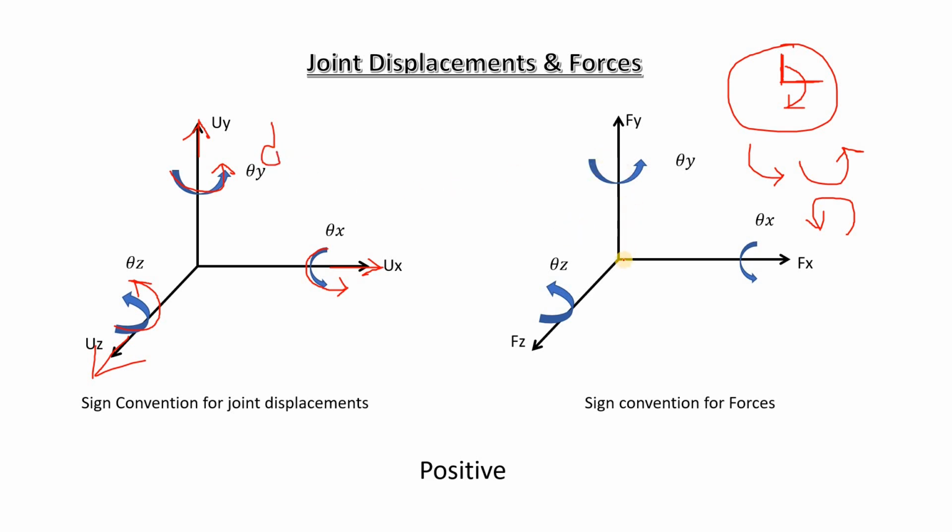And for forces, it is also similar. If there's an upward force, it's going to be positive y. If the force is in the rightward direction, it's going to be positive x, and if the force is in this direction, this is going to be considered as positive z, and vice versa for the negative forces. And then again, the anti-clockwise rotations are going to be considered as positive, and the clockwise rotations are going to be considered as negative.